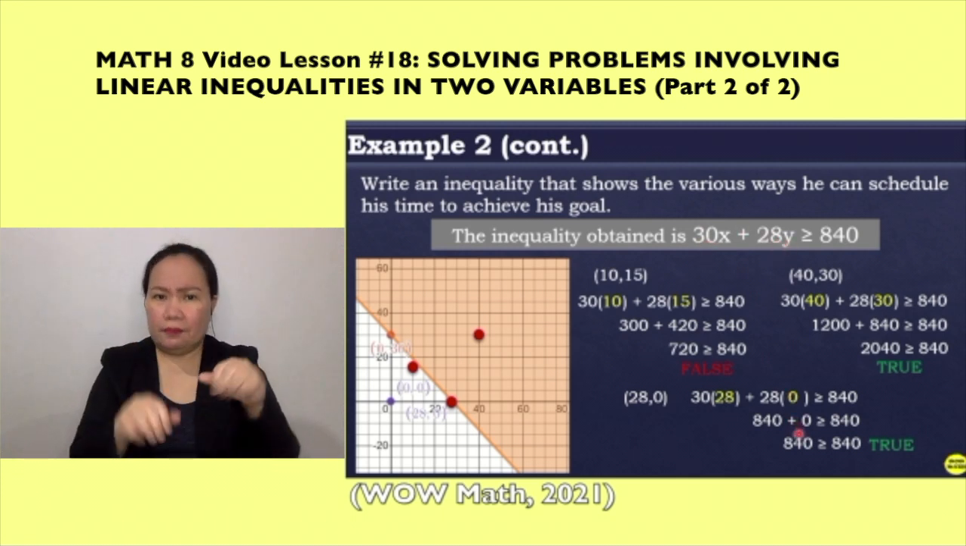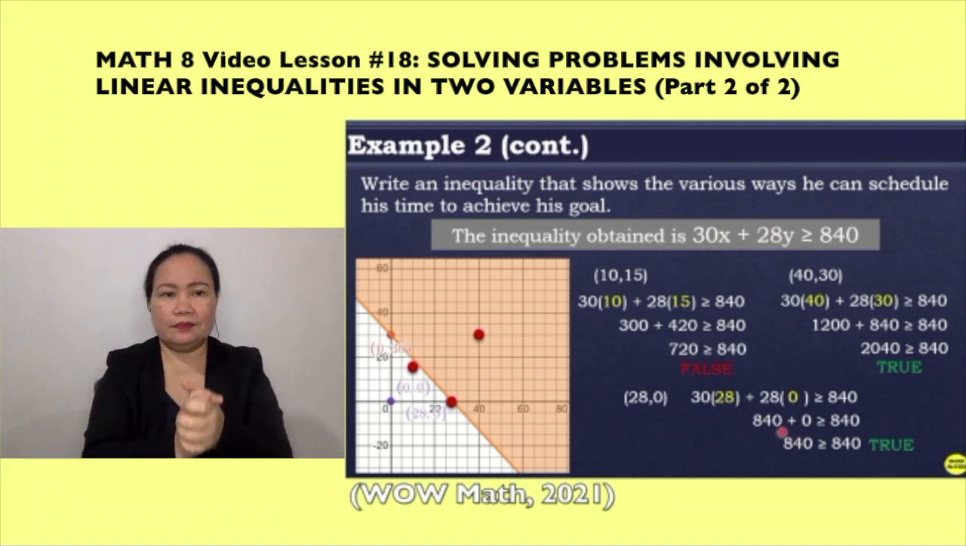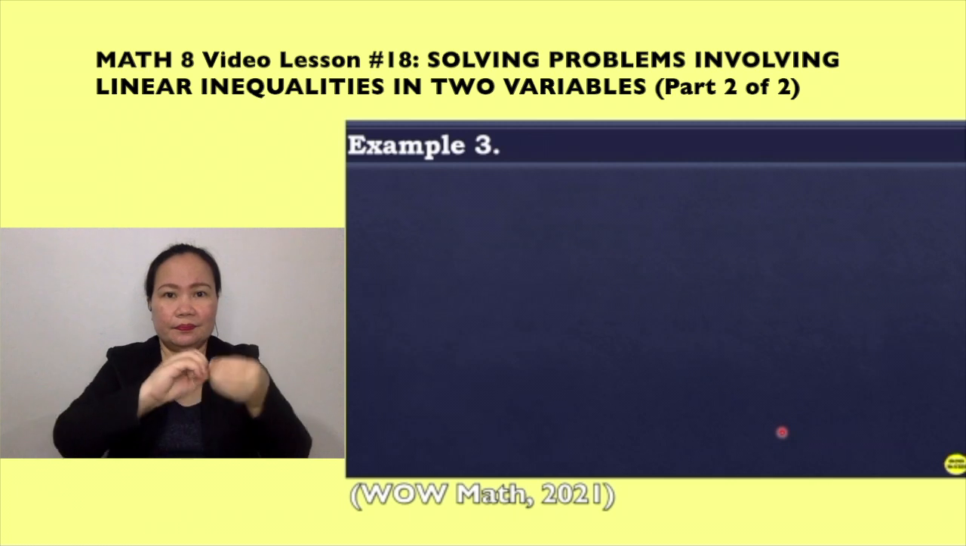Okay. Makukuha niya yung goal niya na 840 pesos per week. Okay. Let's have example number 3.